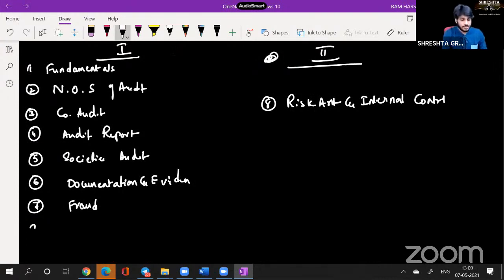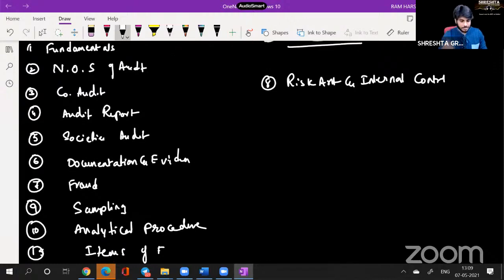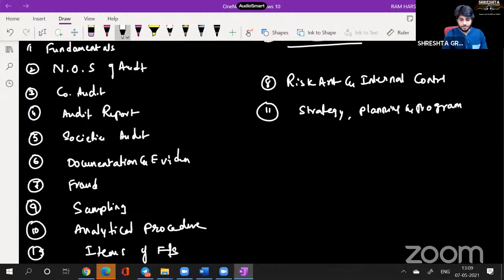Fraud. Then we have a chapter called sampling. And 10th chapter, there is another topic called analytical procedure. And there is another topic called 15th chapter, which we discussed, items of financial statements. And coming to the 8, 9, 10 already done. 11th chapter, audit strategy, planning and program.